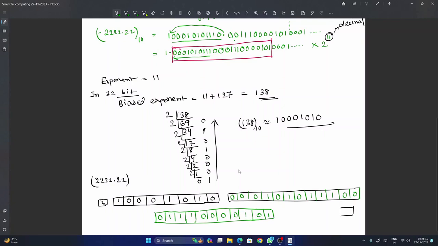So it is the number, and how it will save in your 32-bit machine. This 2222.22, this number will save like this. So obviously it will neglect some values. So that's why if you have a 64-bit machine, your calculation will be more accurate than the 32-bit machine.